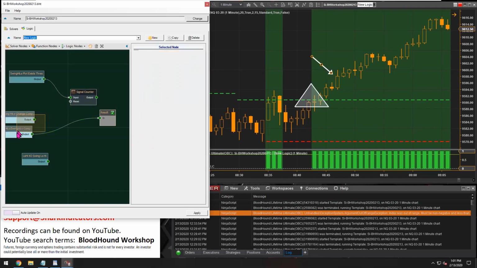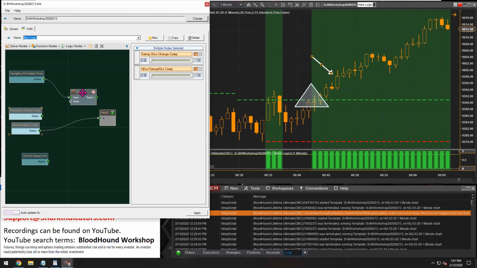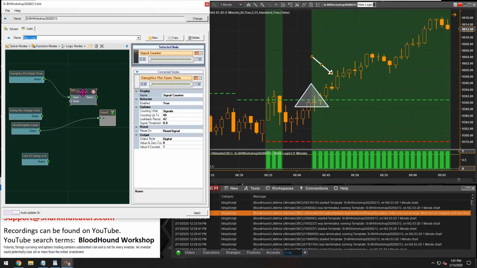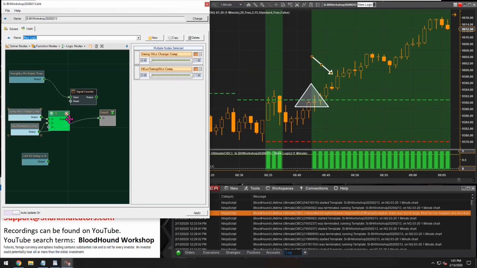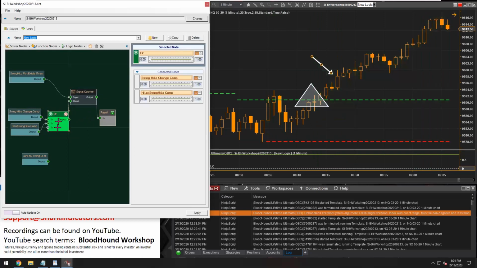So what I need to do next is, we have two solvers here, or two conditions. We have two conditions to reset the signal counter back to counting 0 again. So let's grab an OR node. In other words, either of these conditions can be used to reset the signal counter.